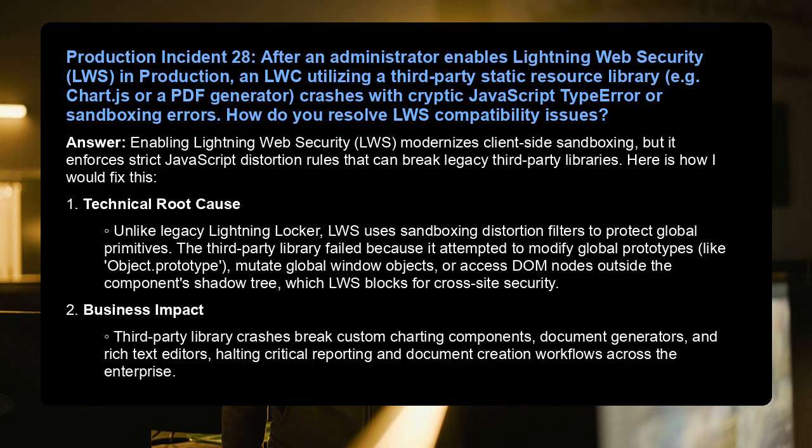1. Technical root cause. Unlike legacy Lightning Locker, LWS uses sandboxing distortion filters to protect global primitives. The third-party library failed because it attempted to modify global prototypes like Object.prototype, mutate global window objects, or access DOM nodes outside the component's shadow tree, which LWS blocks for cross-site security. 2. Business impact. Third-party library crashes break custom charting components, document generators, and rich text editors, halting critical reporting and document creation workflows across the enterprise.